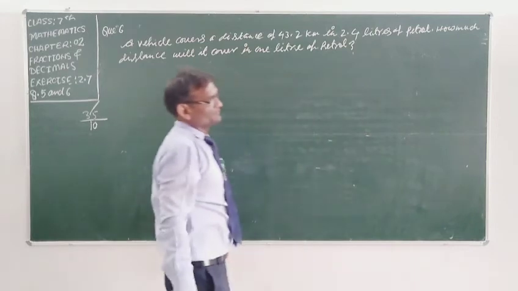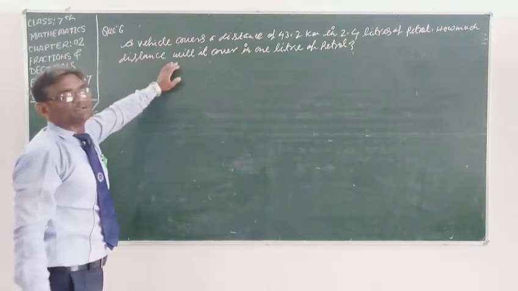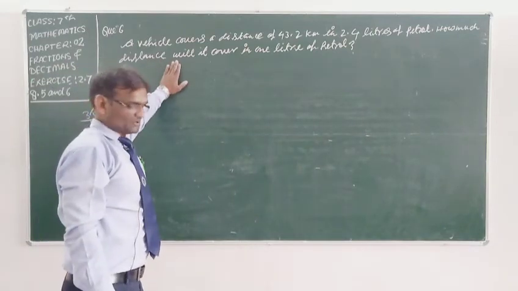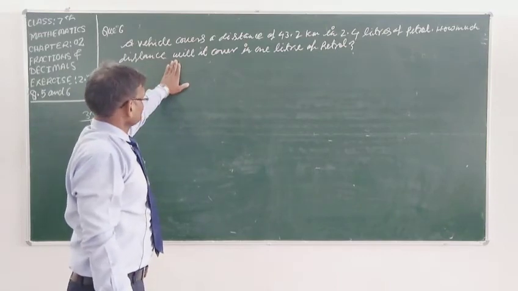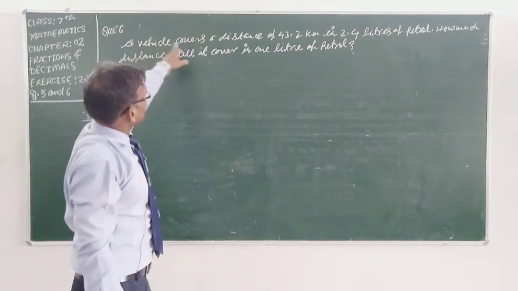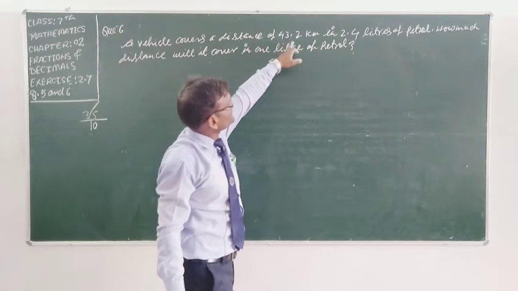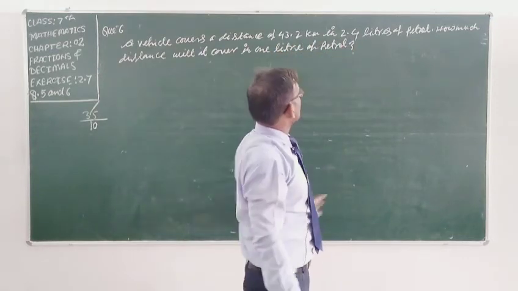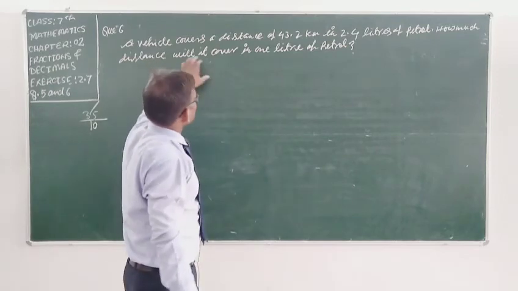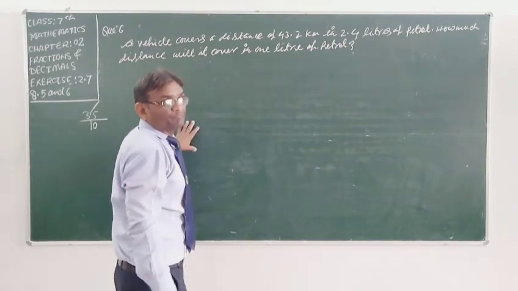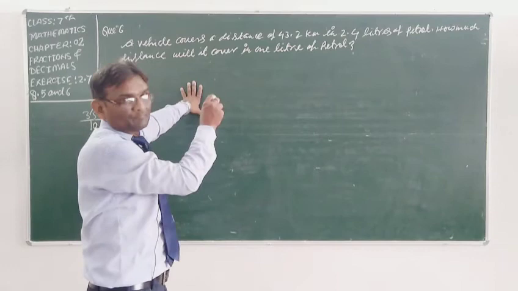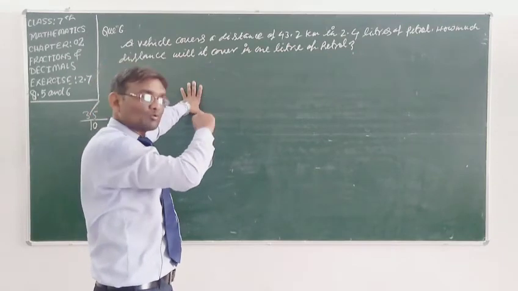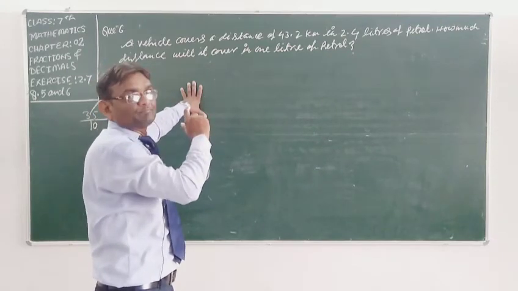Very easy, student. By using the unitary method, you will solve this question. Question is saying, a vehicle covers a distance of 43.2 kilometer in 2.4 liter of petrol. How much distance will it cover in 1 liter of petrol? Value of more is given. We require the value of less.